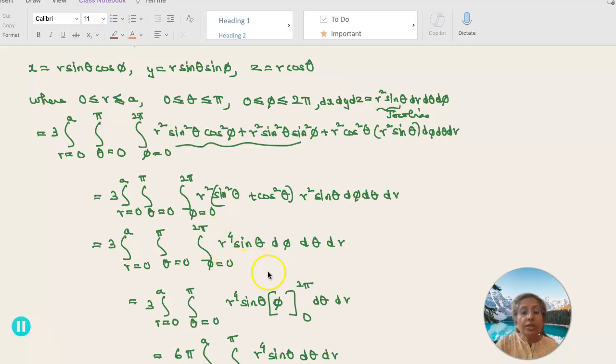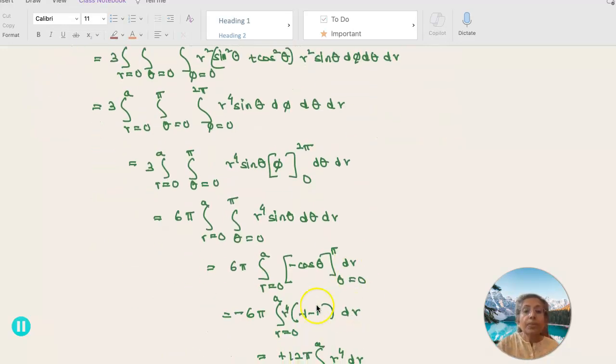So first we integrate with respect to phi. So we get r raised to 4 sin theta times phi, because there is nothing in phi, within the limit 0 to 2 pi, d theta dr. So that will be 6 pi, because when you substitute the limits you get 6 pi, r equal to 0 to a, theta equal to 0 to pi, r raised to 4 sin theta d theta dr. So that will be 6 pi, r equal to 0 to a.